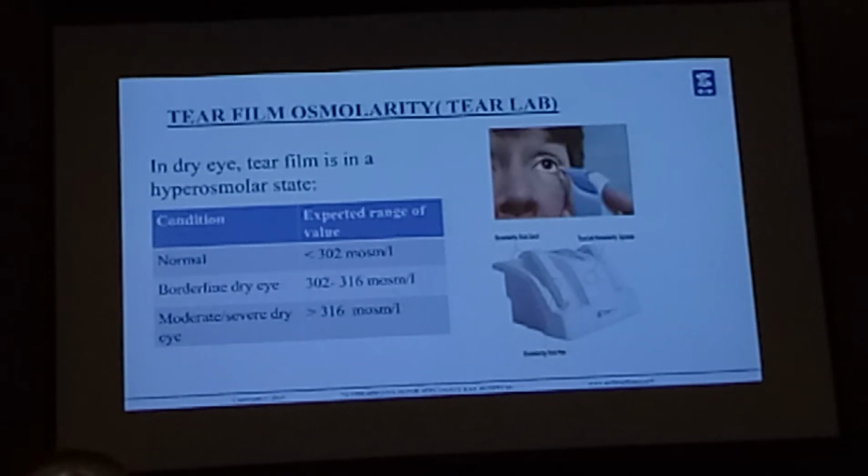You can also use tear osmolarity. I think this is again a popular test using the TearLab. It's I think very common in the NHS in UK. And you look at the tear osmolarity. So normal is less than 302. Borderline is 302 to 316, and moderate to severe dry eye is more than 316. This also is almost non-invasive, so you can do the biometry on the same day because you're just touching the tear meniscus at the margin, you're not distorting the cornea.